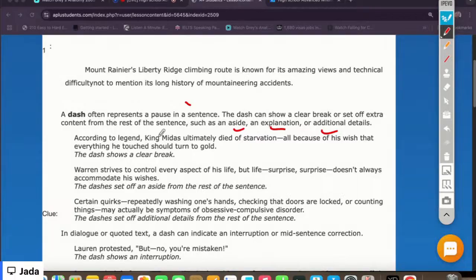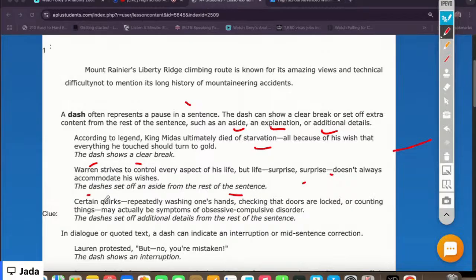So, according to the legend, King Midas ultimately died of starvation, all because of his wish that everything he touched should turn to gold. So this dash shows a clear break: starvation, all because, okay, shows a break. Then Warren strives to control every aspect of his life, but life, dash, surprise, dash, doesn't always accommodate his wishes. So you can see that this dash is set off as an aside from the rest of the sentence.